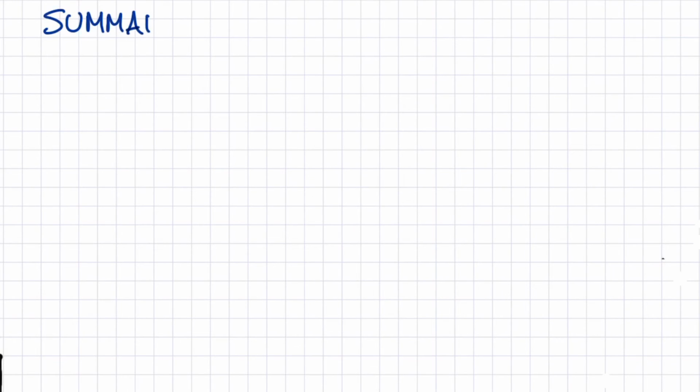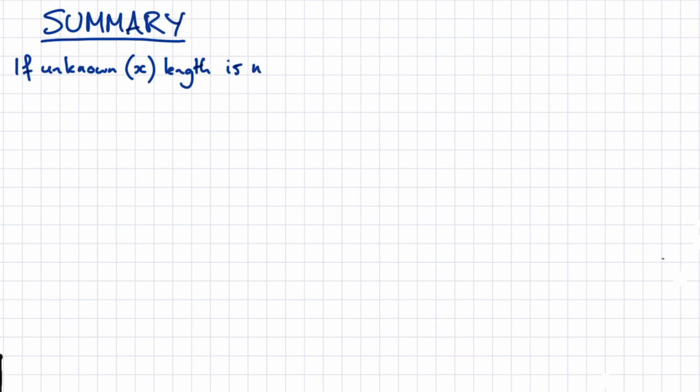Okay, so in summary, let's have a look at this. We had 2 types of questions. One was if the unknown, or x value, the unknown length, is the numerator, or the top number. This was for the cos and sine examples. So another example I'm going to put here is sine of 20 degrees equals x on 5.